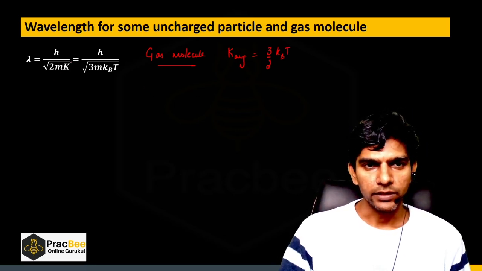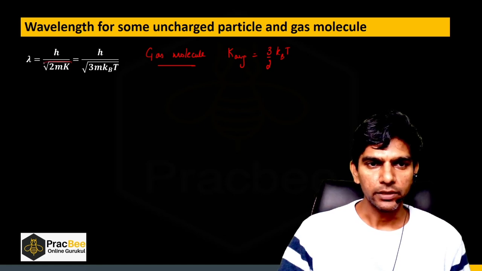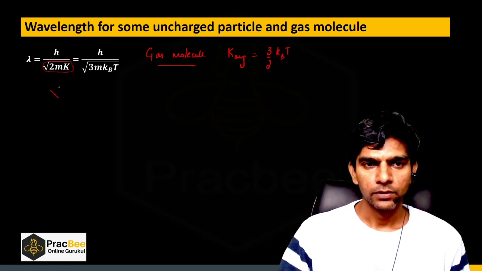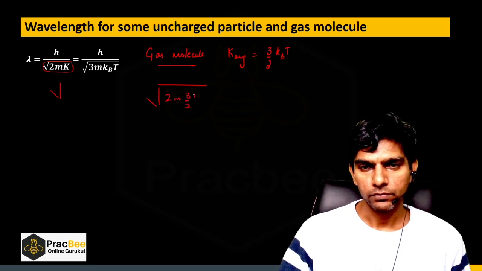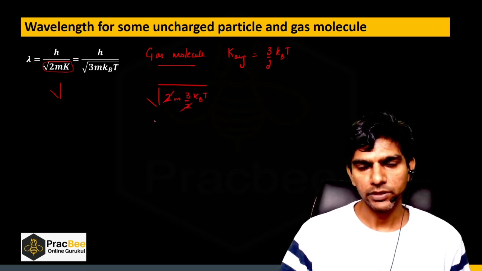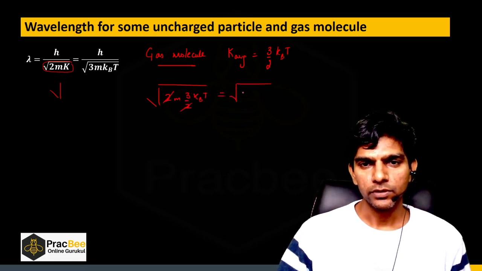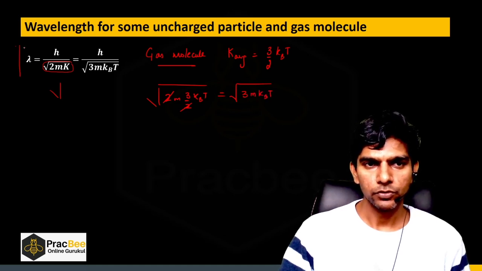So we can write root of 2mK as root of 2m times 3 by 2 kBT. So this 2 will get eliminated. So we'll get root of 3m kBT. So do remember this formula.